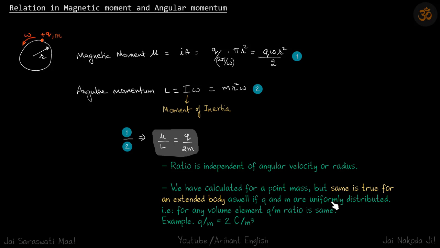So what do we mean by uniformly distributed? That is, for any volume element on the body, the q by m ratio is the same. Example, q by m is 2 coulomb per meter cube. Sorry, this should be 2 coulomb per kg. Now, let's see the proof that it works for the extended body as well.